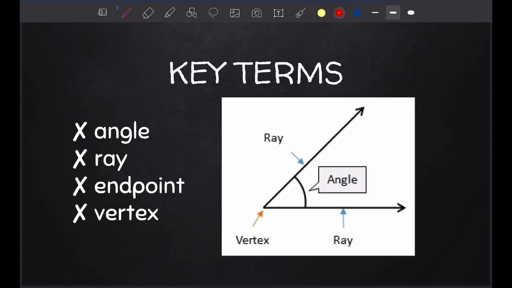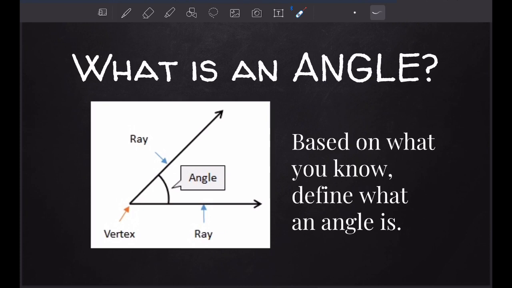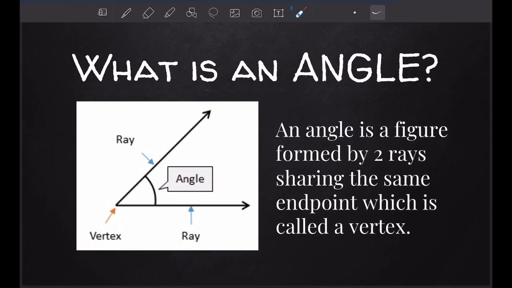So when you look at books and online, you will see that an angle is represented by two rays, ray 1, ray 2, a vertex. So as you can see, there's the endpoints connected to each other, and it creates an angle. Okay, and this is the angle. So what is an angle? Based on what you know, you see that it's two rays sharing the same endpoint that forms a vertex. Okay, so that is what an angle is.